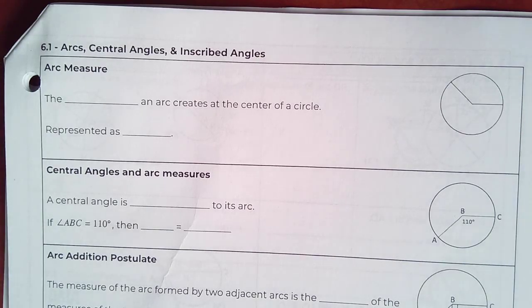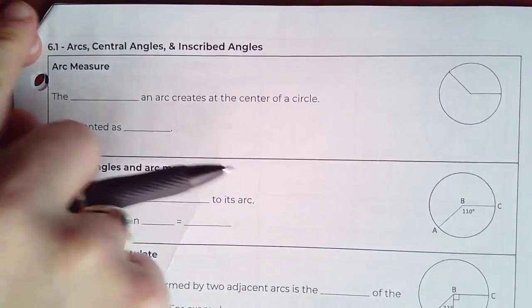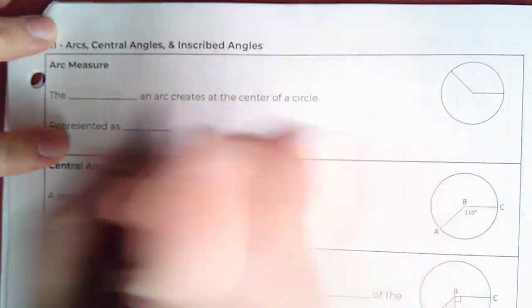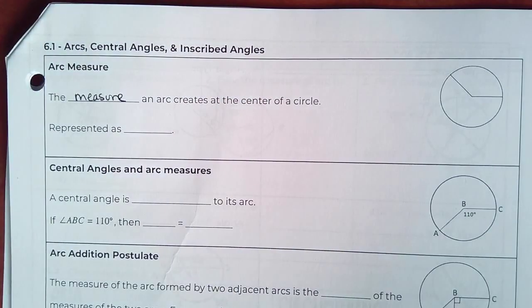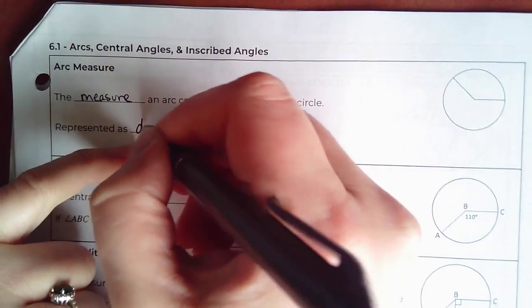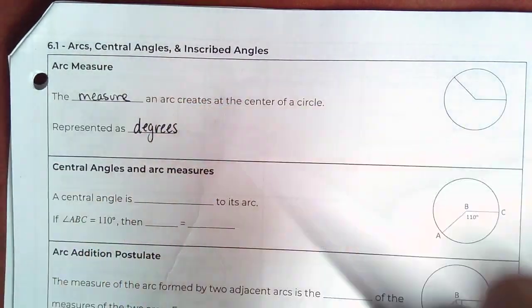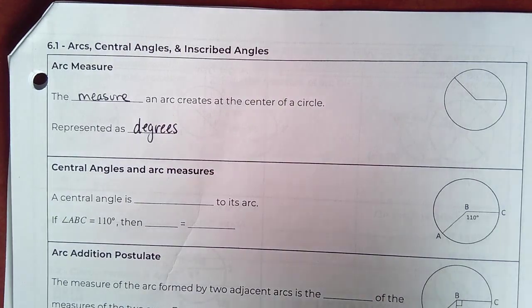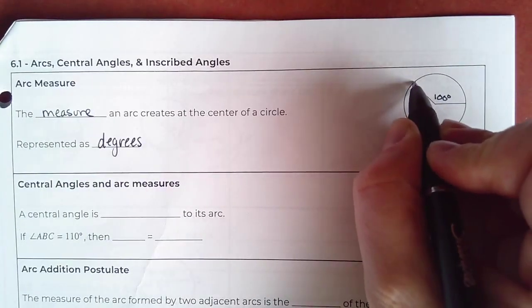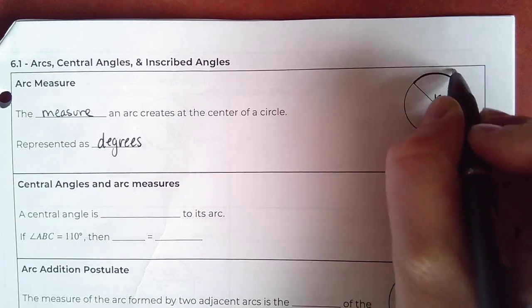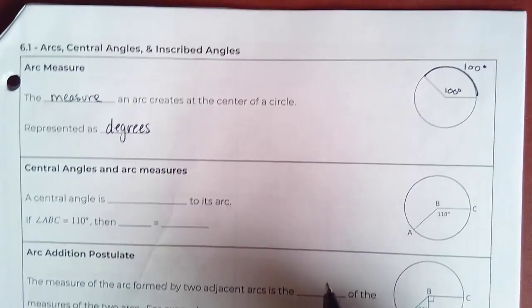Okay, day 1: arcs, central angles, and inscribed angles. So in arc measure, let's start there. The measure an arc creates is at the end of the circle, in the center of the circle, and this will be represented in degrees. So if this is my central angle, 100 degrees, then the arc measure here is also 100 degrees.